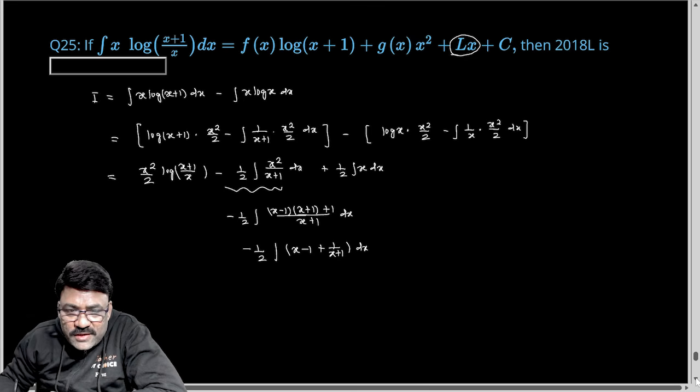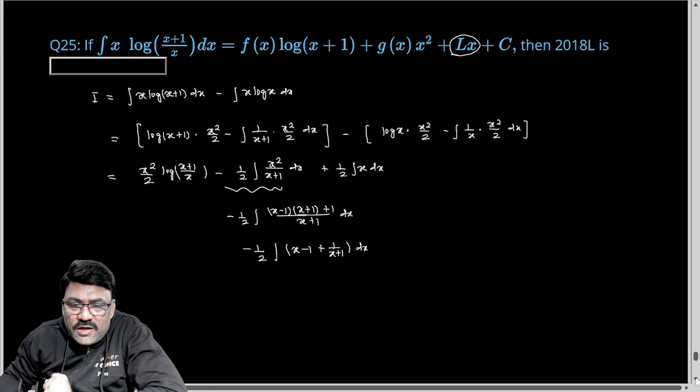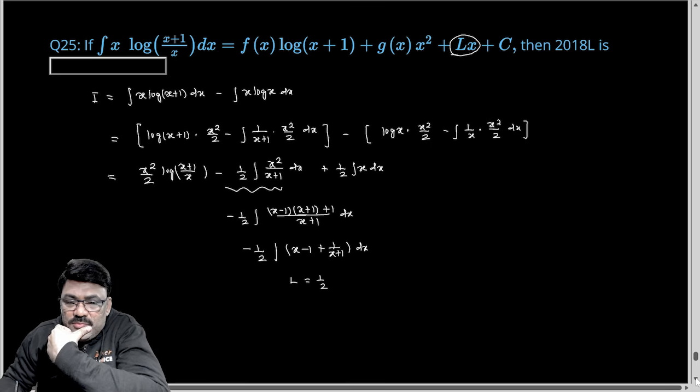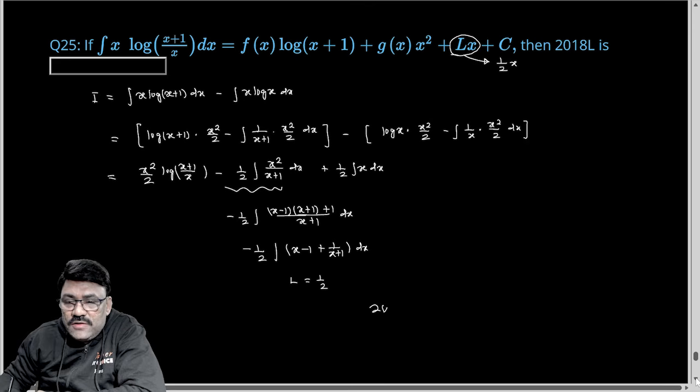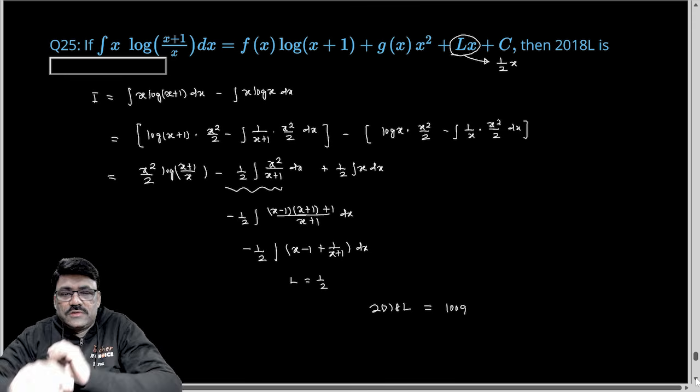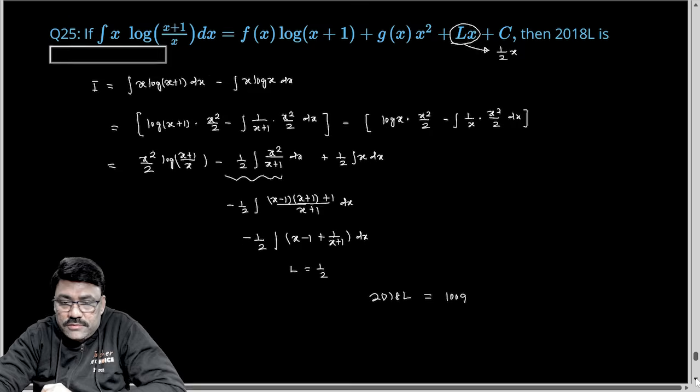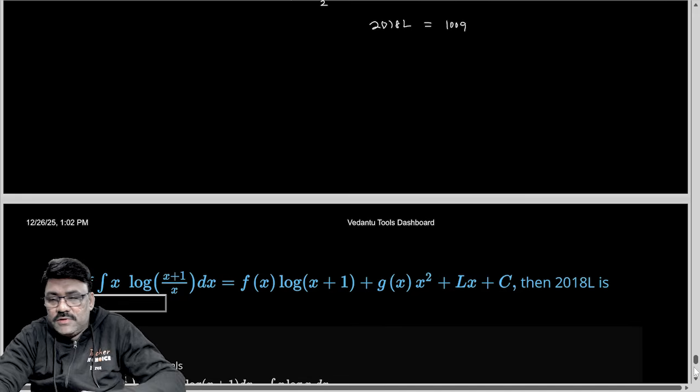So actually, the x term you will get, L you will get half from here. Integration of x will become x square by 2. Integration of 1 by (x plus 1) is log(x plus 1). So x you will get by integrating this minus 1 only. So minus half into minus x, that will become half x. So ultimately, in place of Lx, you are getting half x. So L is half. And hence 2018 L will be 2018 divided by 2. So 1009 should be the correct answer here, if I have not made any calculation mistake. Yes, 1009 is correct here, right?